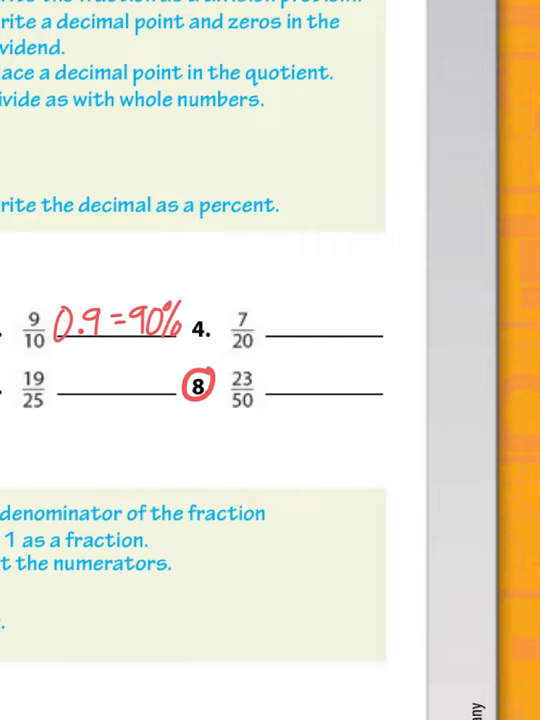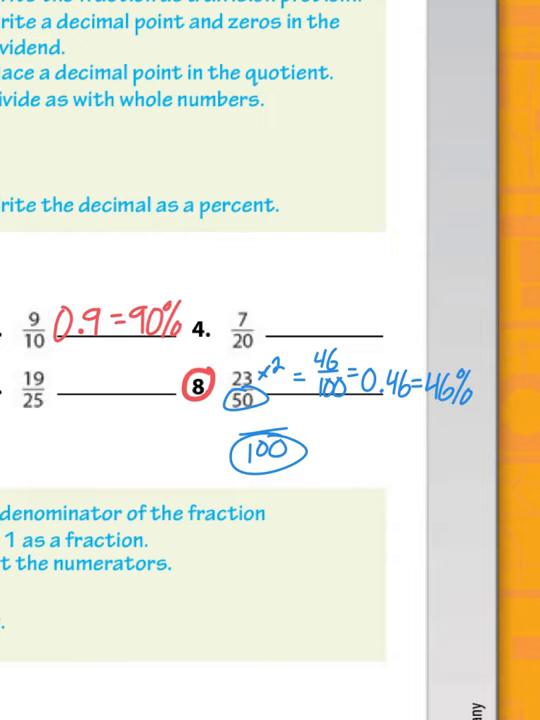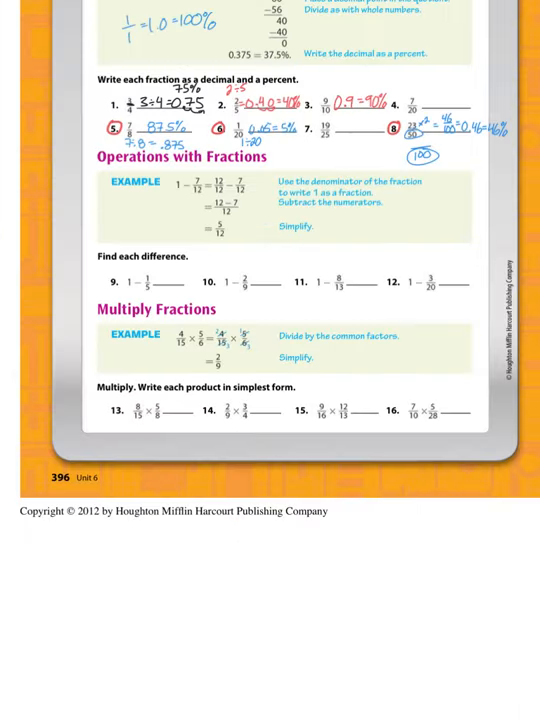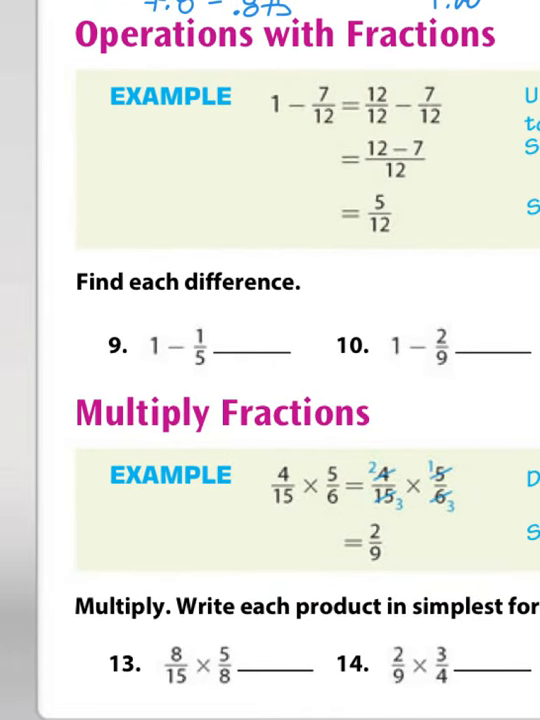And then for number 8, remember percents are actually fractions over 100. So I could do this one without a calculator because I know 50 multiplies to 100 twice. So if I multiply 23 times 2, I'm going to get a fraction over 100. So I have 46 over 100, which is also written as 46 hundredths or 46%.